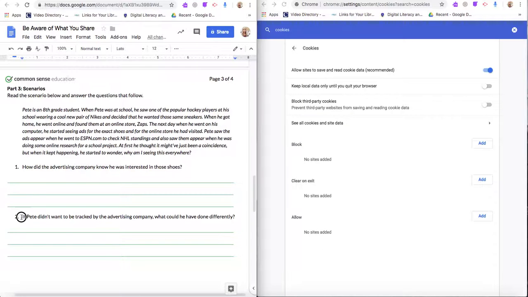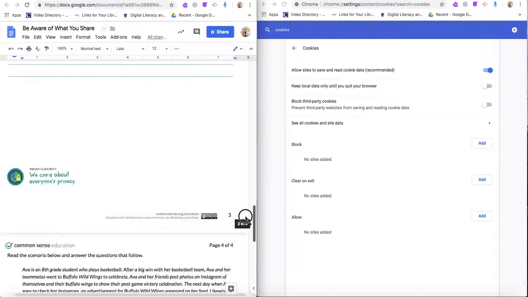And then question two: if Pete didn't want to be tracked by the advertising company, what could he have done differently? Think about what we just did over here on the right with disabling cookies. And so he should have done that before he was doing his online shopping.